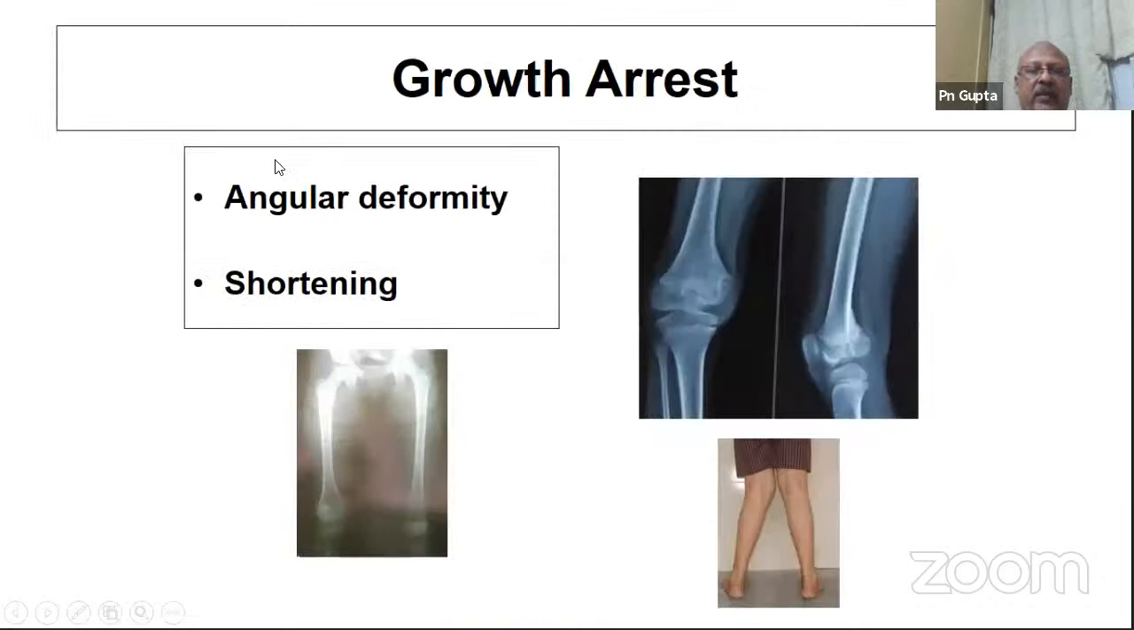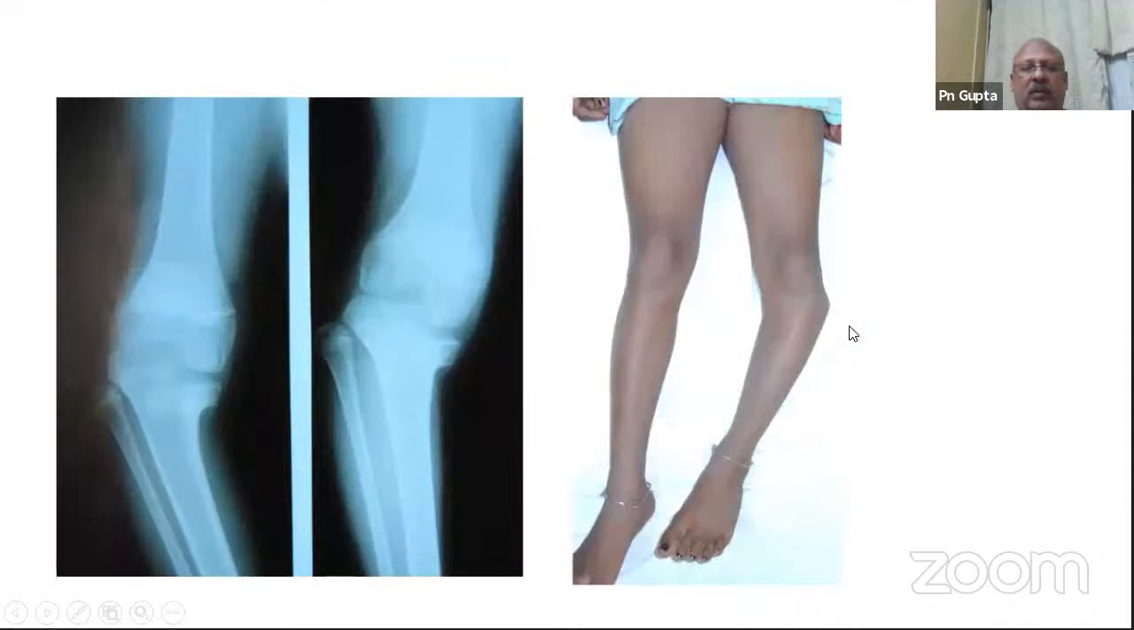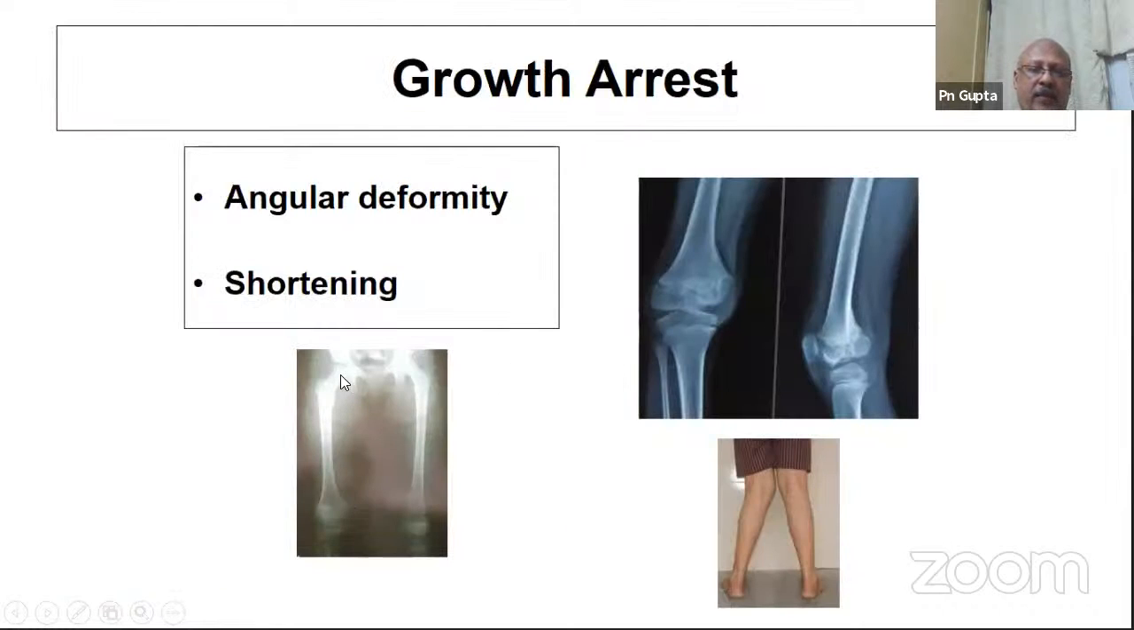Differences in complications, primarily because of the growth arrest, and angular deformity and shortening could result. Angular deformity if there is a partial growth arrest, shortening if there is a complete growth arrest. So you can see some examples. This is partial growth arrest leading to angular deformity. This was a complete growth arrest of the distal femur leading to shortening.